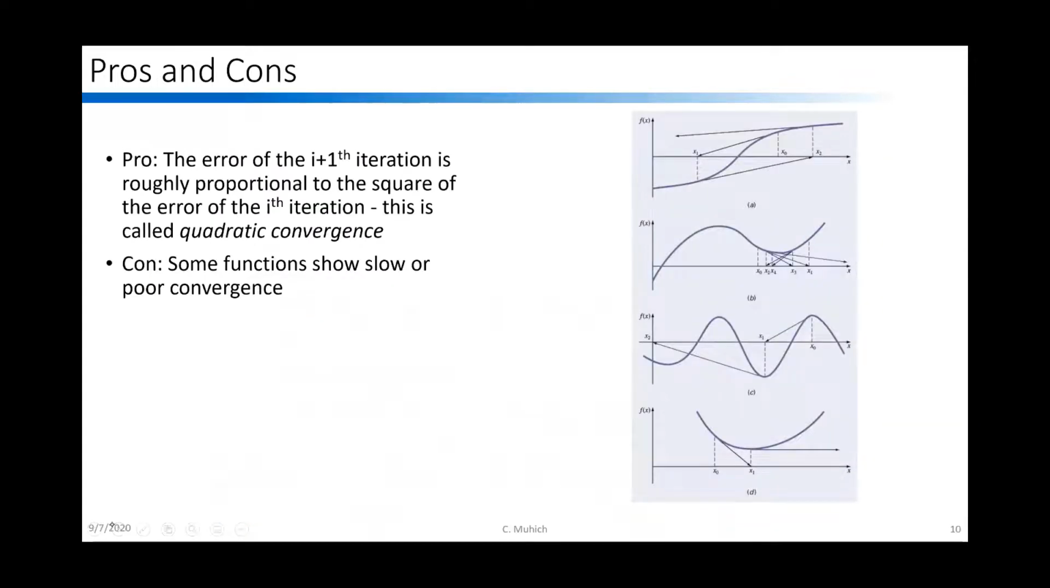And this is going to make up the major pro of this method, right? So the error of the (i+1)th iteration in general is proportional to the square of the error of the ith iteration. So we're converging as the square of the error. So we're getting smaller as the square function. Now this is in general, because sometimes we have functions that are going to show slow convergence or poor convergence, sort of shown here on the right.